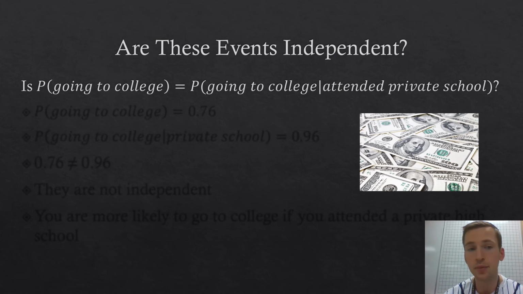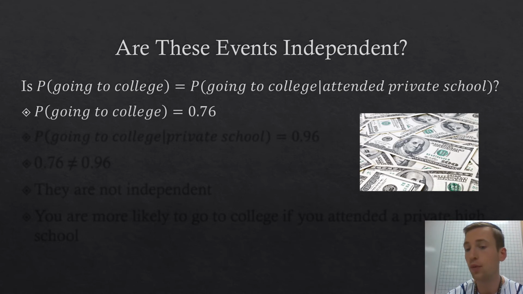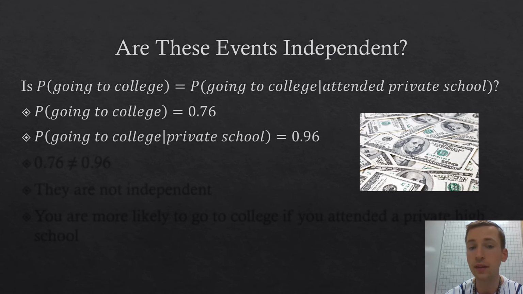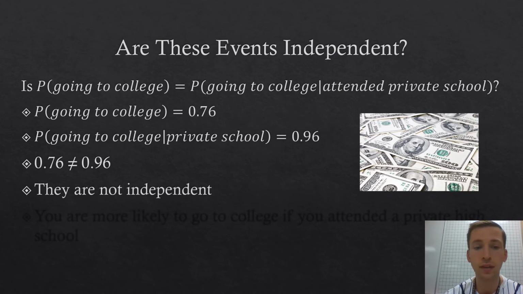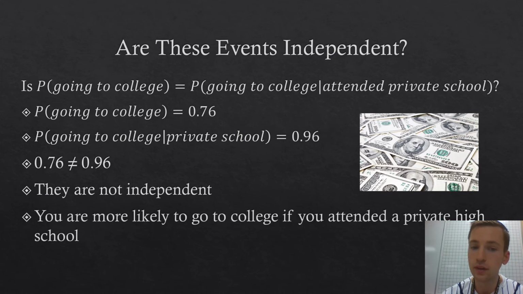So we saw in that example, the probability of going to college overall is 0.76, while the probability of going to college given that you went to private school is 0.96. So again, we see you are more likely to go to college if you went to a private school than if you were from the general US population. So in this case, 0.76 is not equal to 0.96, so we can conclude that they are not independent events. In other words, you are more likely to go to college if you attended a private high school than if you were from the general population.